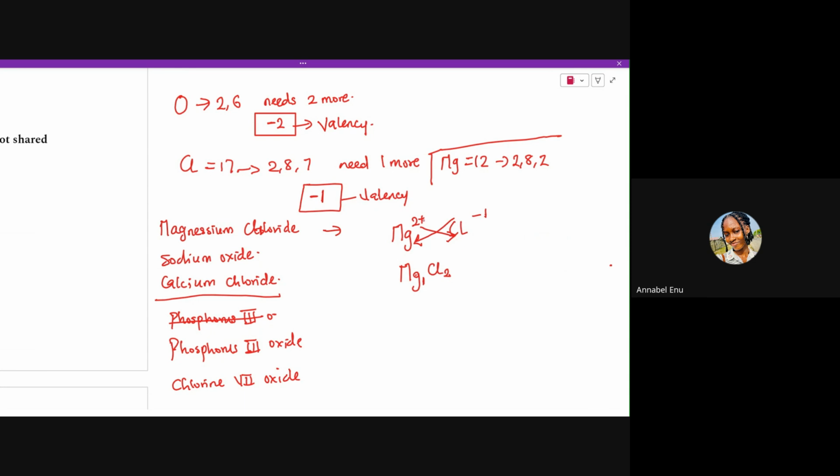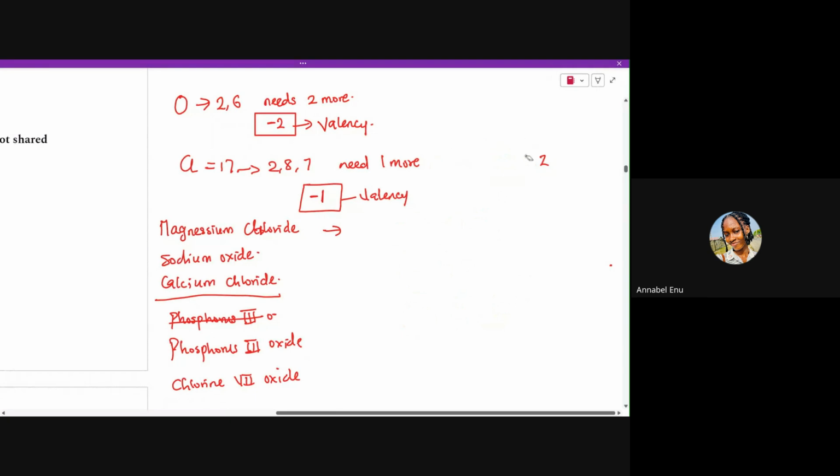You don't have to write the negative or positive sign. So this is properly written as magnesium chloride, MgCl2. This is the formula. So it's not something you just need to memorize. It's something that when you know the valency, you are able to write it on your own. So this will be magnesium chloride. Now, how about sodium oxide?